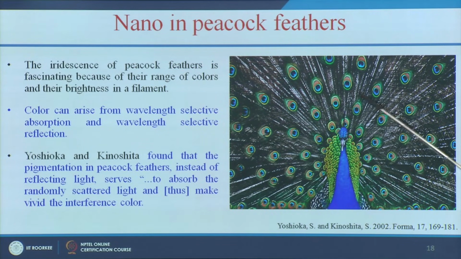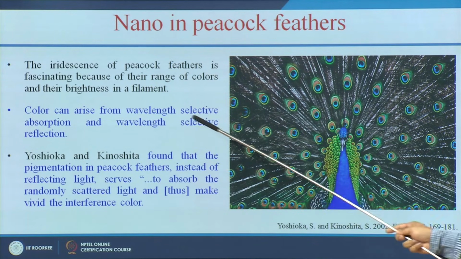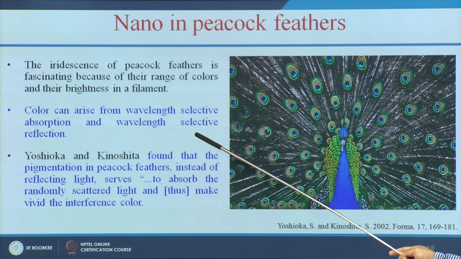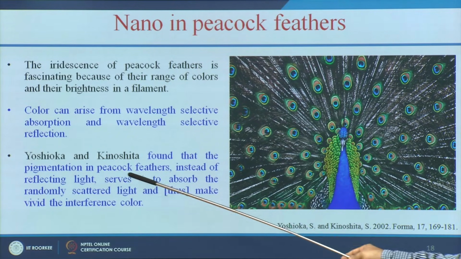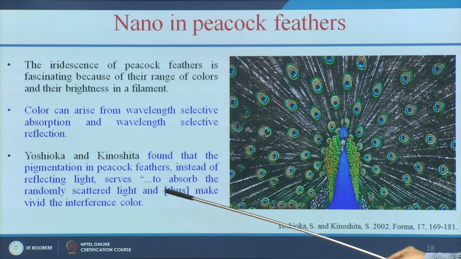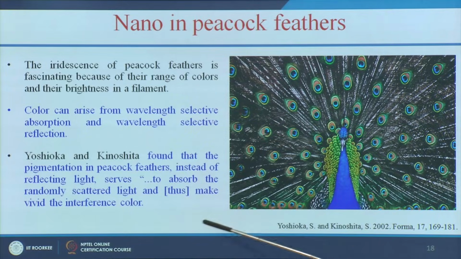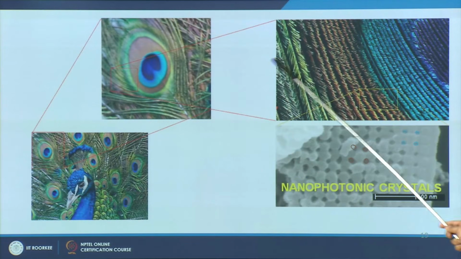So let us see another example, peacock feathers. The beautiful colors of peacock feathers are also due to nanoscale arrangement. Usually color arises from wavelength selective absorption and wavelength selective reflection, but in the case of peacock these scientists found that the pigmentation in peacock feathers, instead of reflecting light, serves to absorb the randomly scattered light, and that makes the beautiful color of peacock feathers. Let us see the peacock feathers in zoom. Here you can see the beautiful color of peacock feathers. It is due to this nanoscale arrangement of photonic crystals.